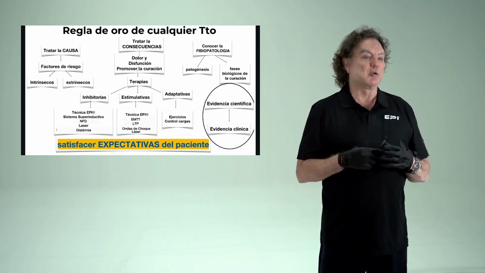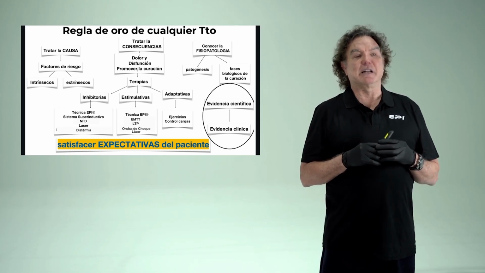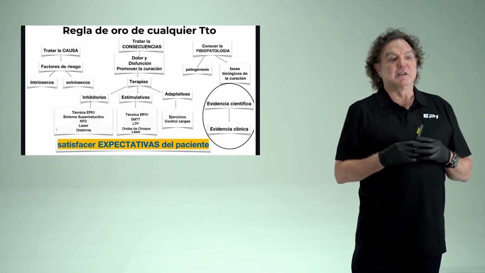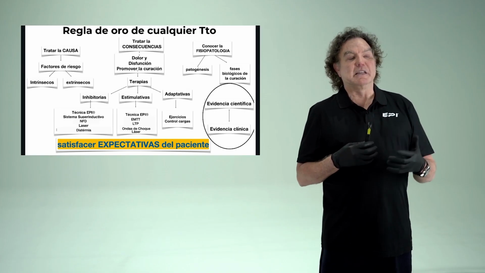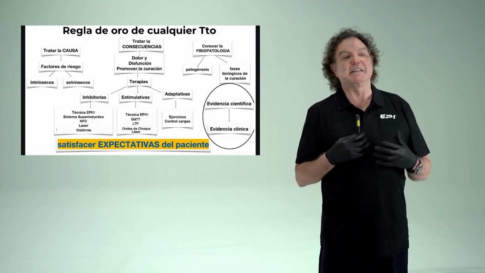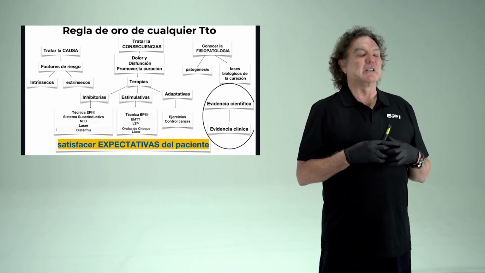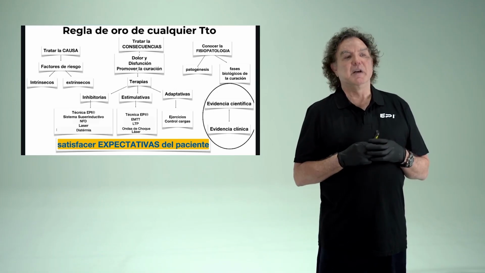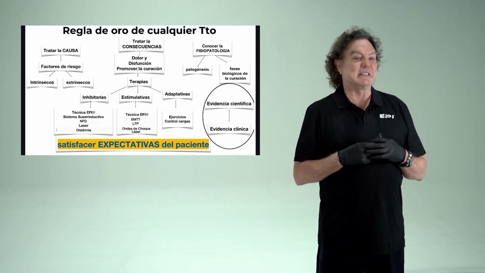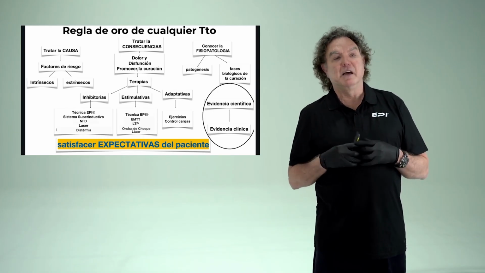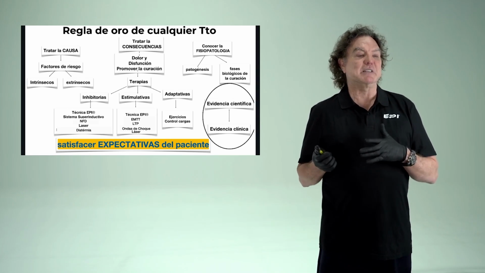And then we have three main groups of therapies that we use in physiotherapy: inhibitory therapies, stimulatory therapies, and adaptive therapies. Inhibitory therapies are therapies that are related to pain reduction, such as TENS, superinductive therapy, ASEN, and diathermy. Then we have stimulatory therapies such as the EPI technique, magnetolead, shock waves, and laser, right? And then adaptive therapies, which would include exercises and load management. All of this must always be based on scientific evidence, but also supported by clinical evidence, right? Above all, to meet the expectations of the patient, which are never the same from one person to another.